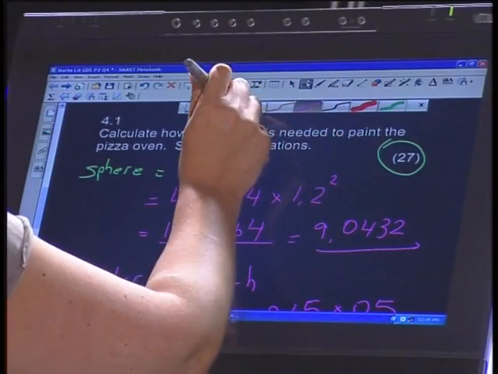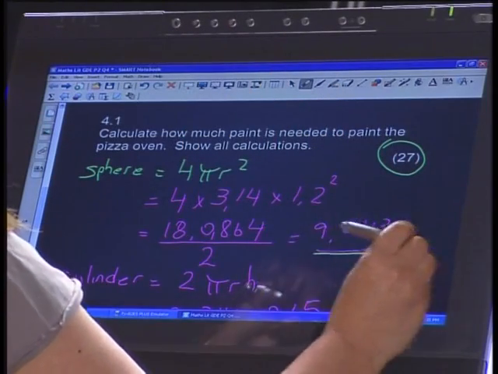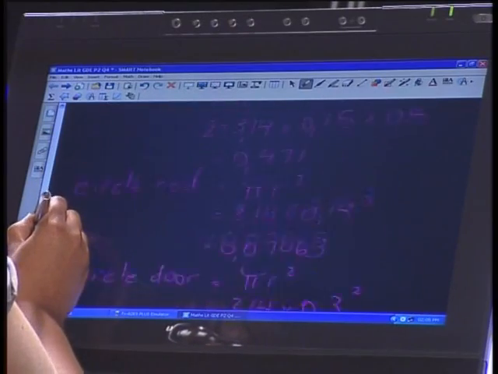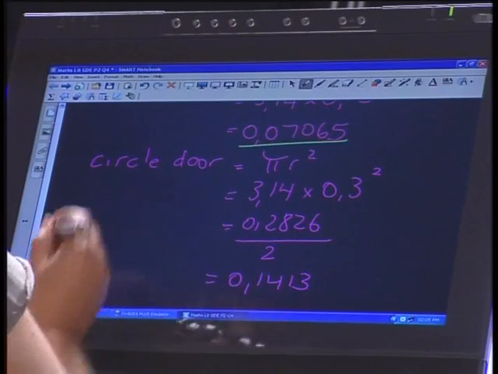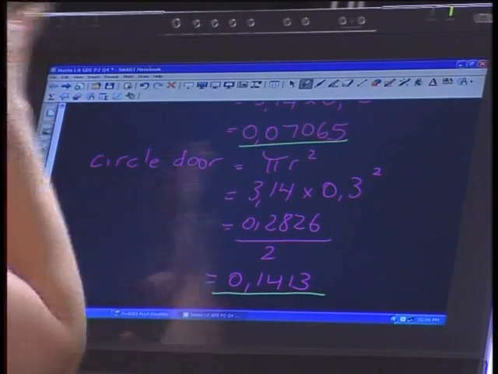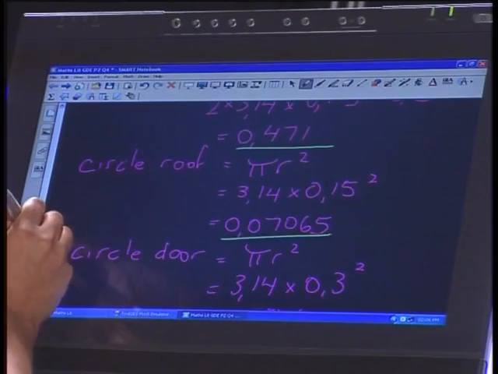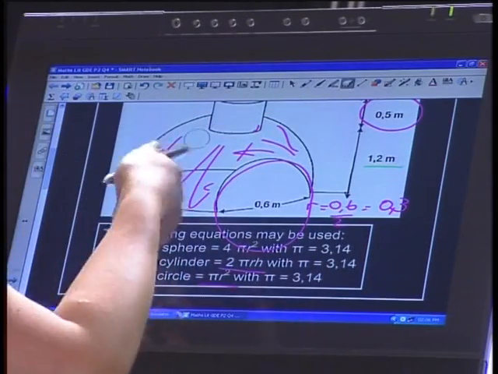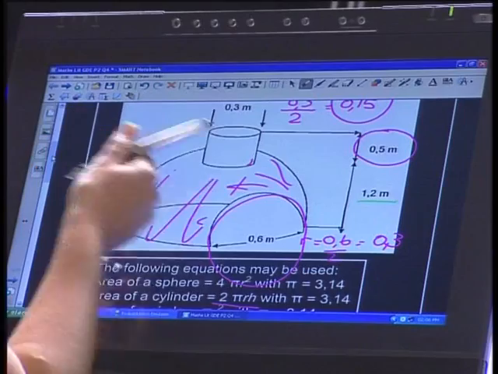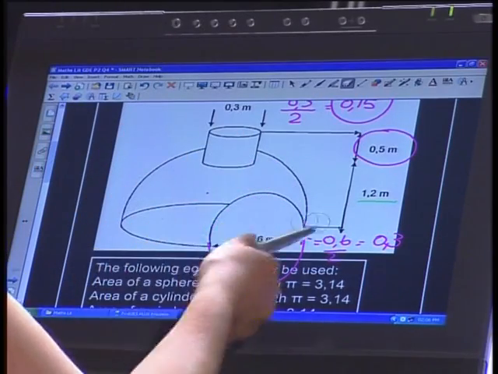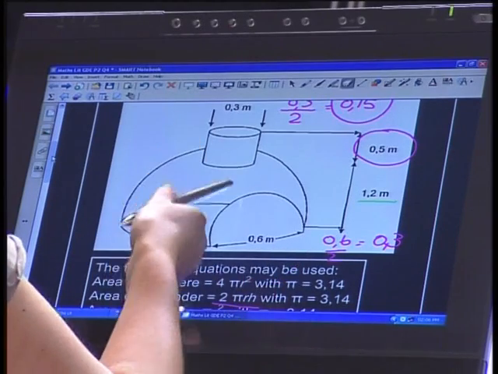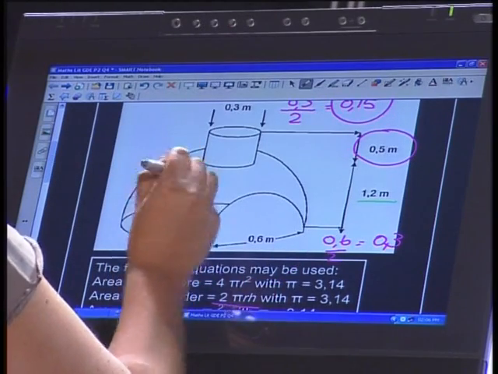Right, Agnes, now what have we got? So we've got our sphere. I'm going to change colors here so we can see it. I've got my sphere. Yes. I have my cylinder. Yes. I have the circle of the roof and the circle of the door. So how am I going to put this all together? Let's erase all our colorings here and see how we're going to put this all together. So we're going to say the sphere. Am I right? Yes.